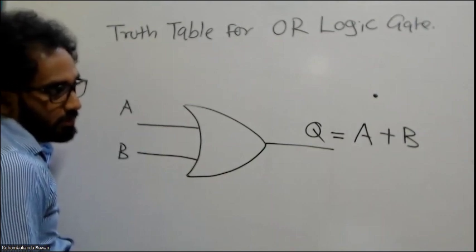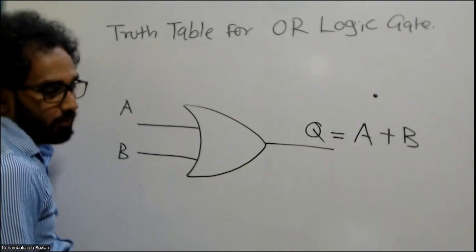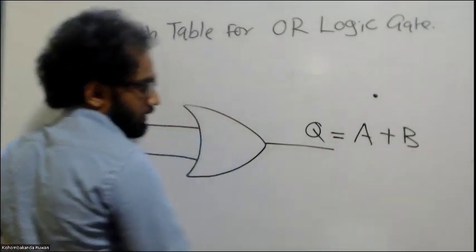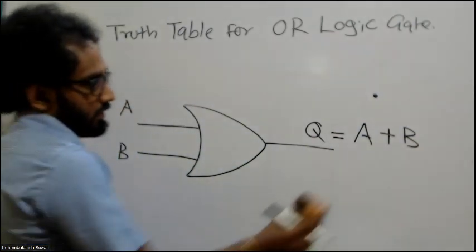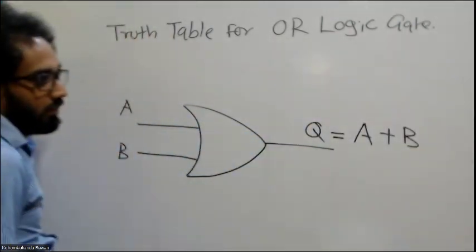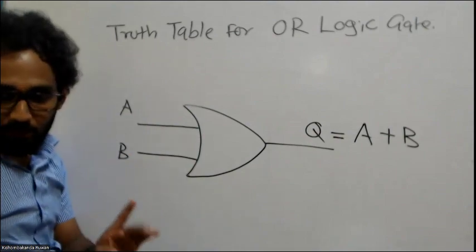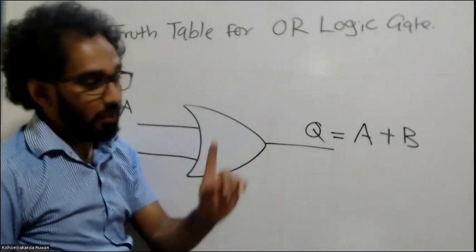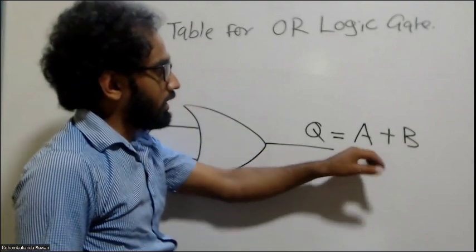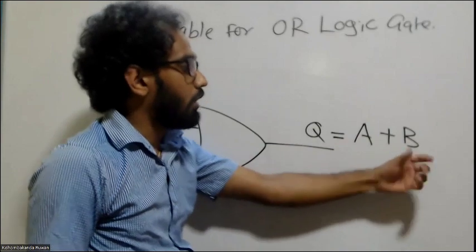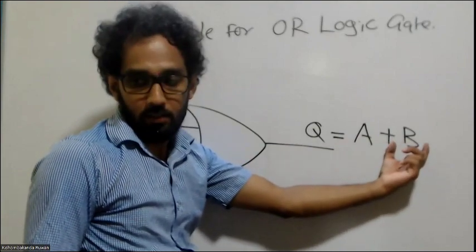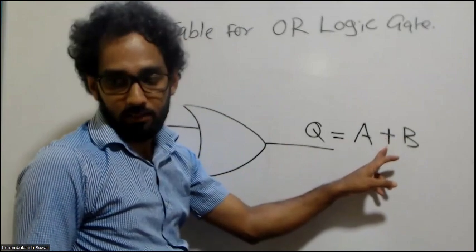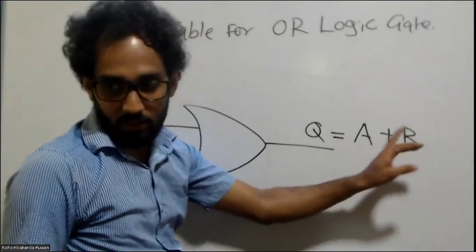This is not the plus symbol, right? A OR B. Sir, is it A plus B? No, not A plus B. But remember, you have to say A OR B. Okay, sir, A OR B. Don't say that this is a plus sign here. Don't say A plus B.